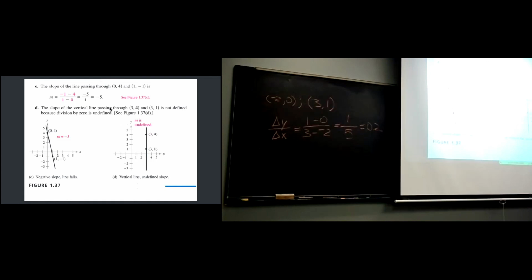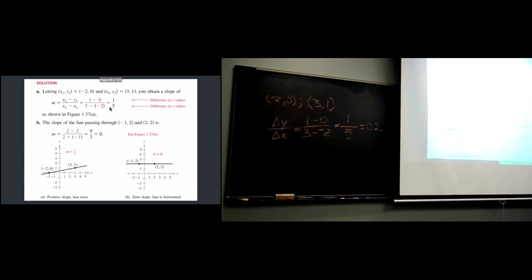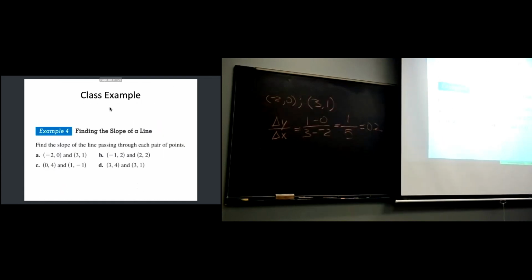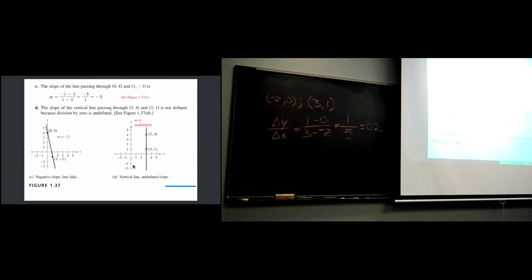Notice in this last case, we had the points 3, 4 and 3, 1. They share the same x value, so they're going to be just the vertical line, right? And vertical lines, we said, have a slope that's undefined. And that's what they're saying here.